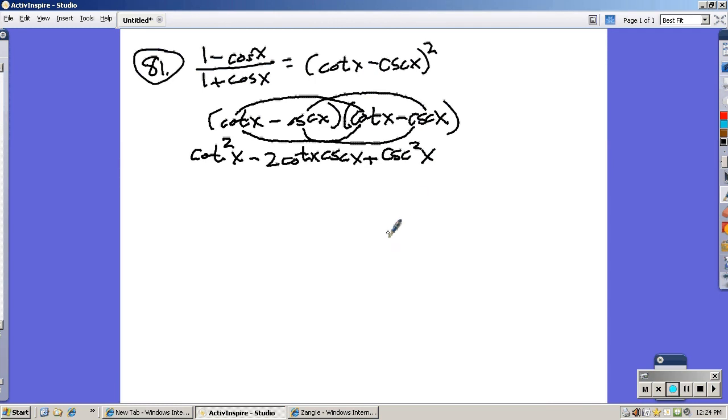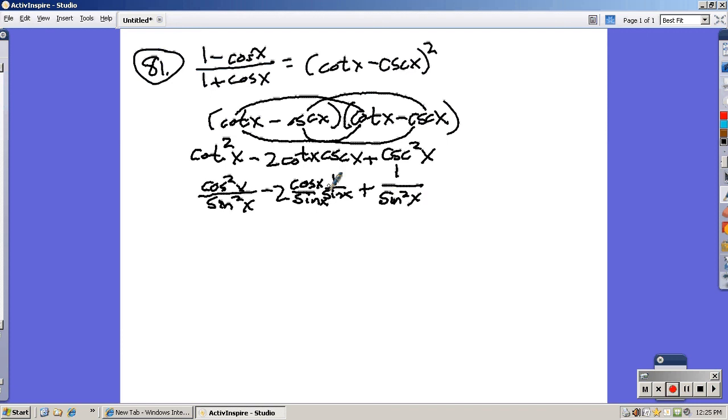All right. So now what I'm going to do is, this is in terms of cosine like I said before, so I'll turn all these into cosine and sine. So cotangent squared. Cotangent is cosine over sine. So this would be cosine squared over sine squared. Minus 2 of these. Cotangent, like I said, is cosine over sine. Cosecant is 1 over sine. And these are all of x. Plus, cosecant is 1 over sine. So it's 1 over sine.